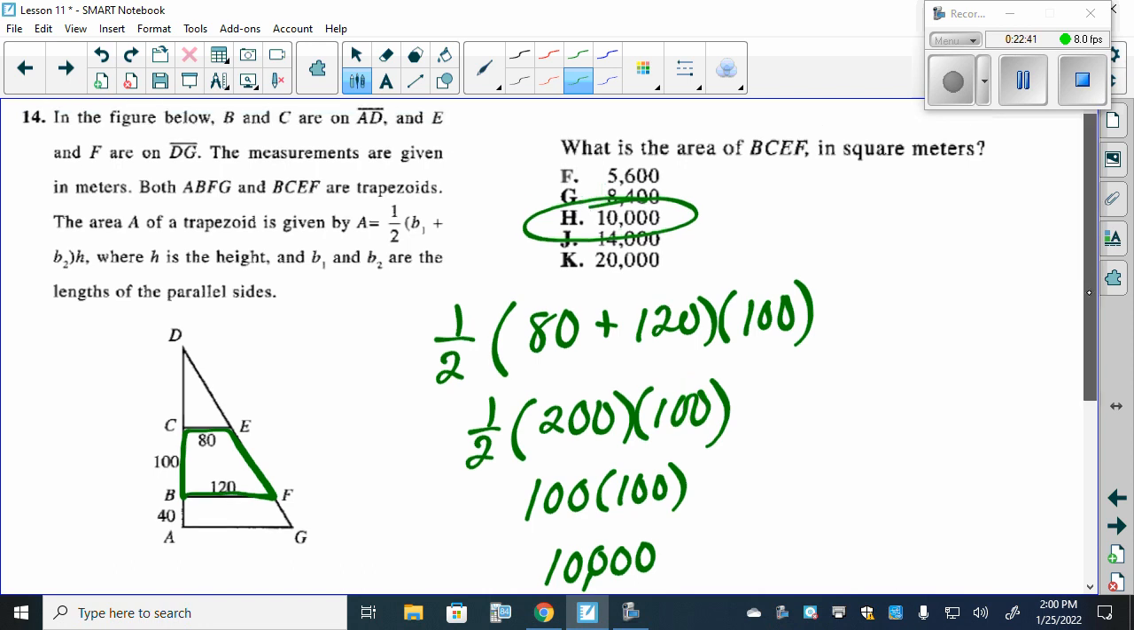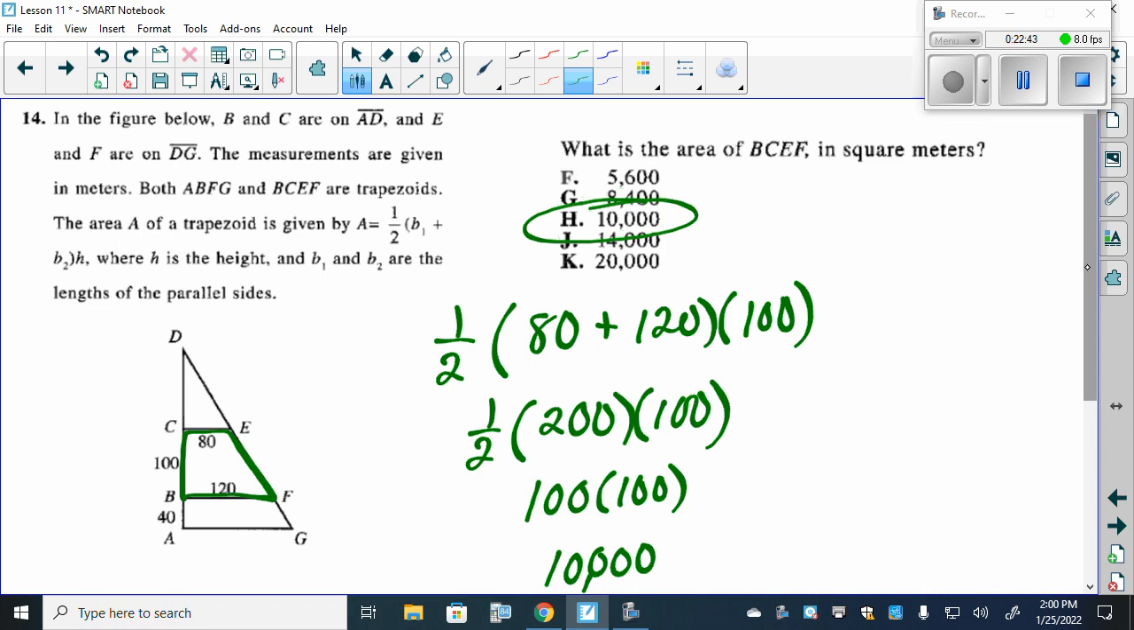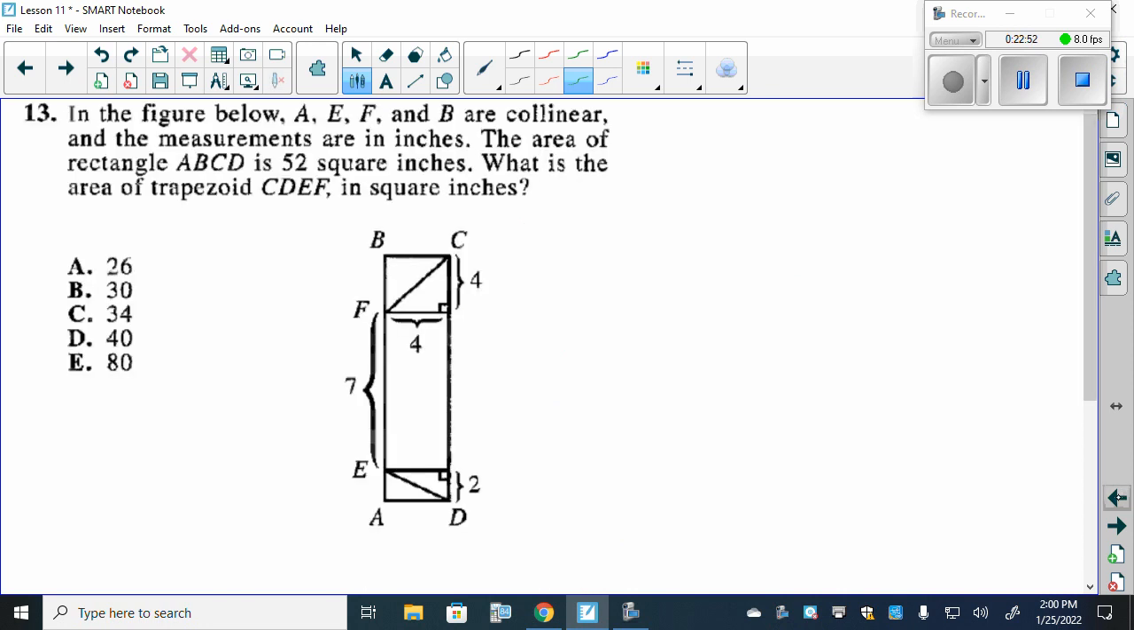So a lot of times, some of these math problems that look a little more difficult, take a few seconds to read it, see what it's saying, and it'll actually get you to the answer, which this one here was actually quite nice.